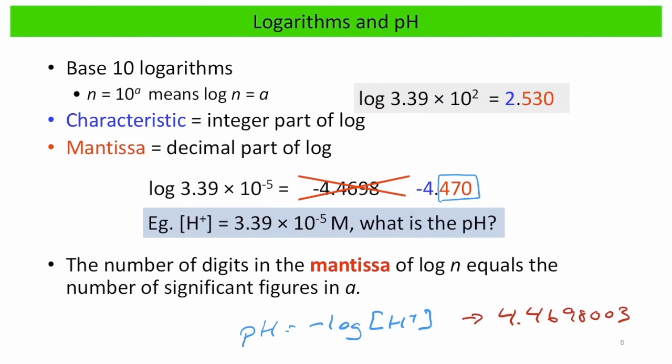But obviously that's not going to be the pH because it has too many significant figures. Okay, so our value that we're taking the negative log of has 3 significant figures. So our pH should also have 3 significant figures. Right? Those are the significant figures, and we have to round that up because this 8 here is more than halfway to the next number. So our pH will end up being 4.470.